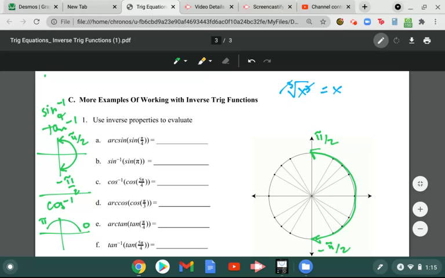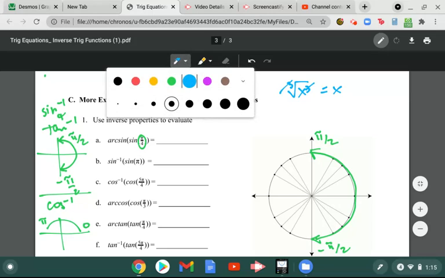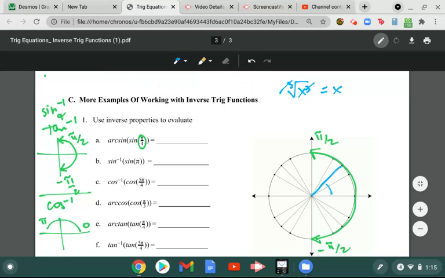For the first one, I've got the arcsine of sine of pi fourths. Pi fourths lives within that range, so I'm good. Pi fourths lives right here. So I do live within the range, so I can just cross these out. They undo one another, and I get the angle back, pi fourths.